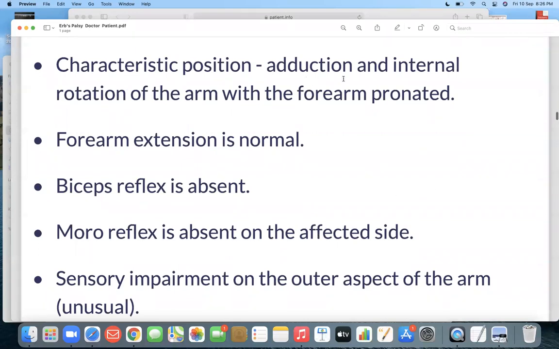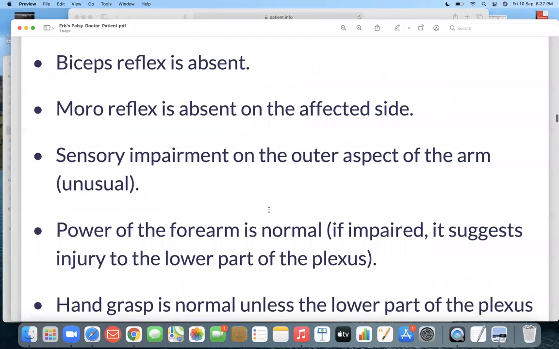Next are the clinical signs. As I said, adduction, internal rotation, and pronation. Forearm extension is normal. Biceps reflex is absent. That's why when you asked, I said hyporeflexia, because this is partially treated. It can be absent as well if it is a typical waiter's tip hand. In children less than 6 months you will do the Moro reflex, so it will be absent on the side of the lesion, the affected side. You do it in infants, not in older patients. There is also sensory impairment on the outer aspect of the arm.